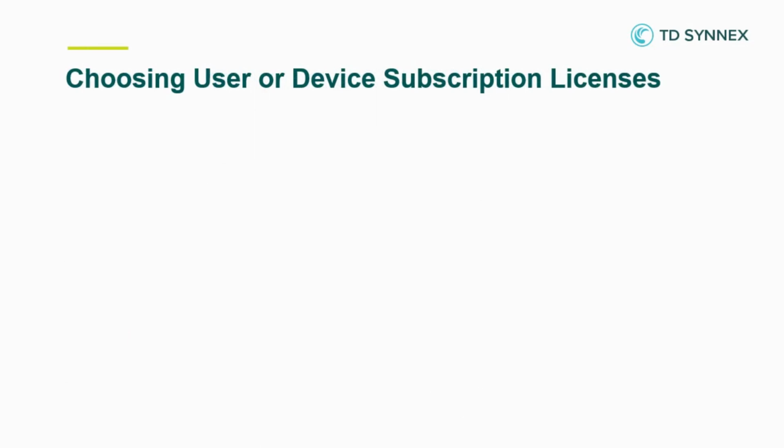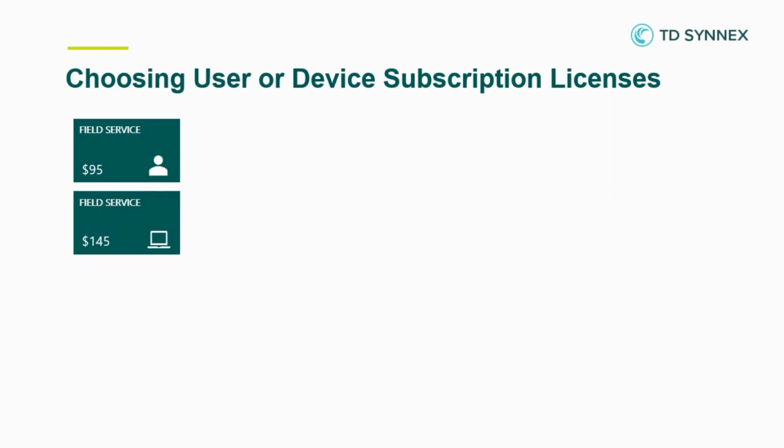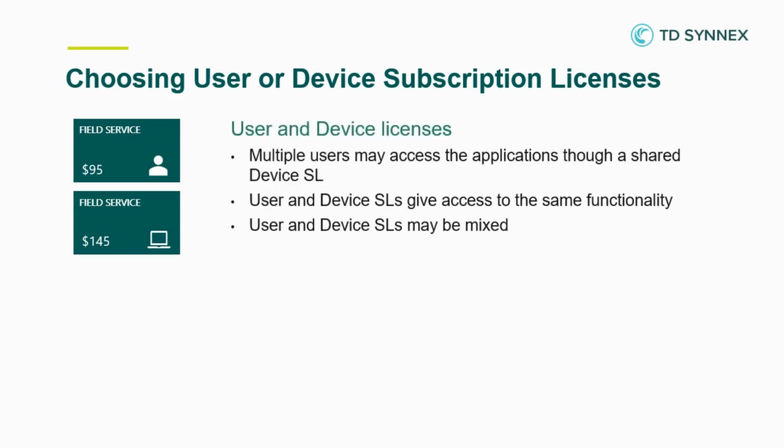We saw that for some apps, Sales Enterprise, Customer Service Enterprise, and Field Service, there is a choice of a user subscription license or a device subscription license, and you will need to decide which type of license you might want. So let's take Field Service as our example here. The difference between a user and a device subscription license comes down to the number of devices that a user is working with. When one user uses many different devices, it can be best to license them with a user license.